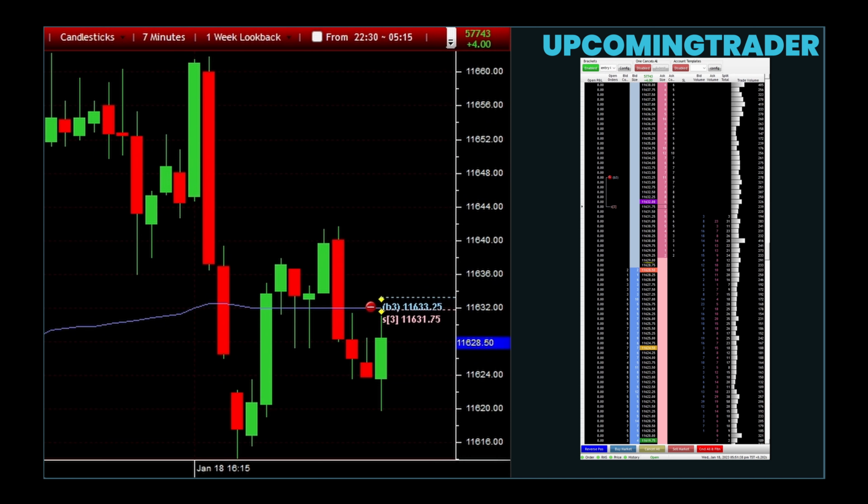During the formation of the cup, volume typically decreases, showing that sellers are losing interest. As the handle forms, volume should remain lower, indicating consolidation. When the price breaks out above the handle, there should be a significant increase in volume to confirm the breakout. Without this volume spike, the breakout might not be reliable.